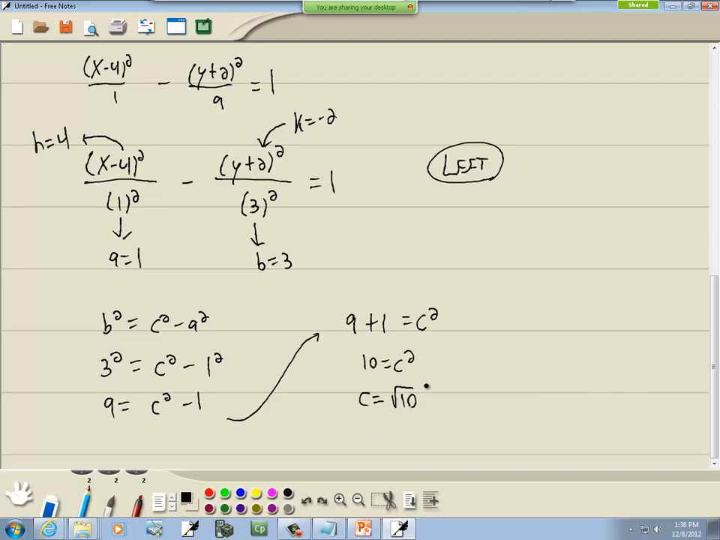Okay, let me write these down so when I go to the next page I can retrieve them easily. There we go. So, left formula: a is 1, b is 3, c is square root of 10, h is 4, and k is negative 2. Okay, we save this.